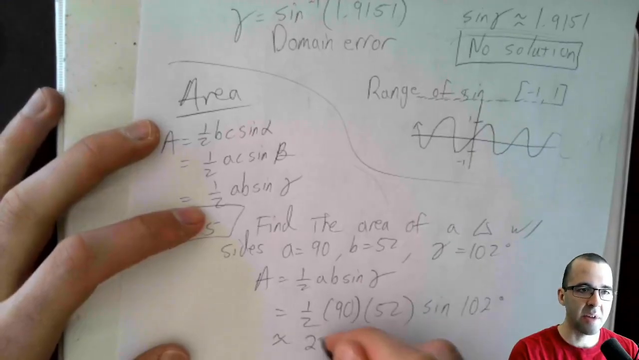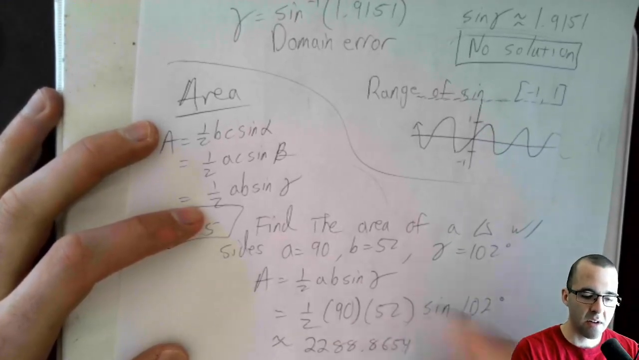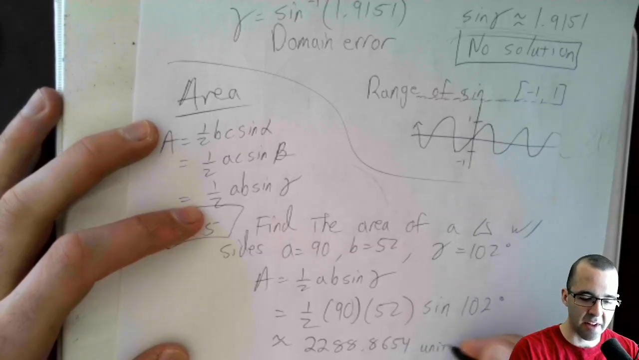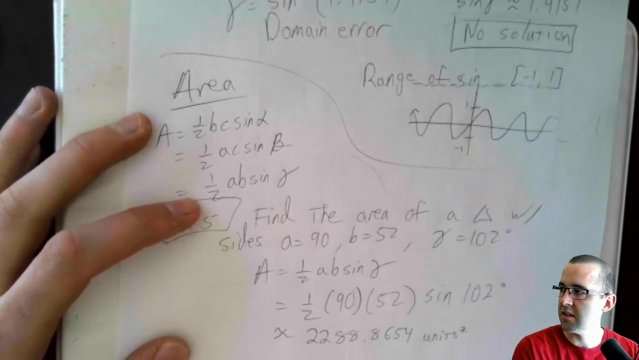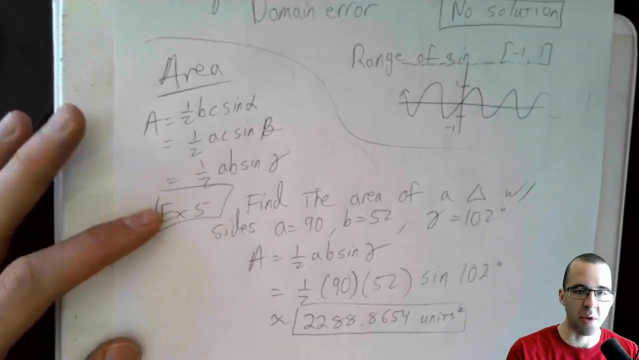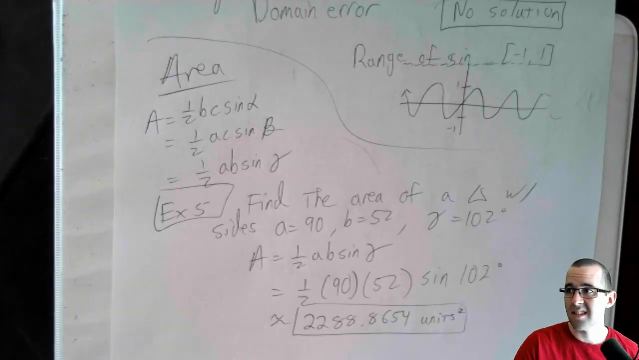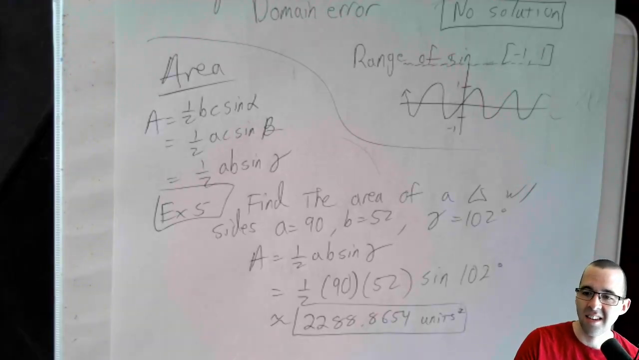You get the area is approximately 2288.8654 units squared. They didn't tell us what units we're using, so. And that's area problems. Just use the formula that you'll have. And that's the section. Okay? We have 20 minutes. We could start the next section, but we don't need to. We have plenty of time.